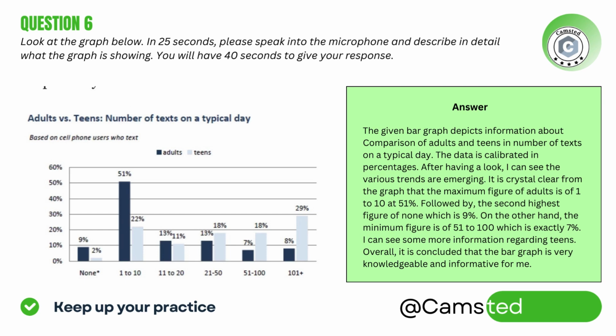It is crystal clear from the graph that the maximum figure of adults is of 1 to 10 at 51%. Followed by the second highest figure of none, which is 9%. On the other hand, the minimum figure is of 51 to 100, which is exactly 7%.